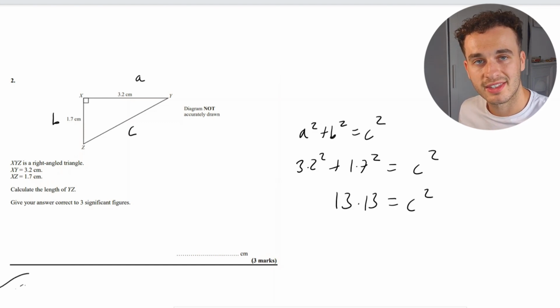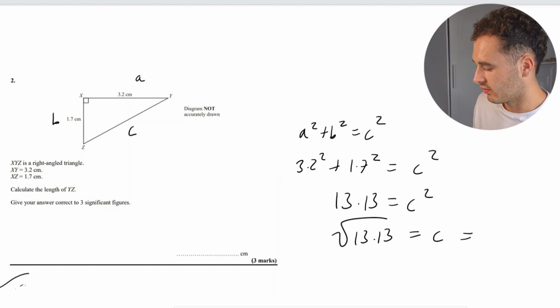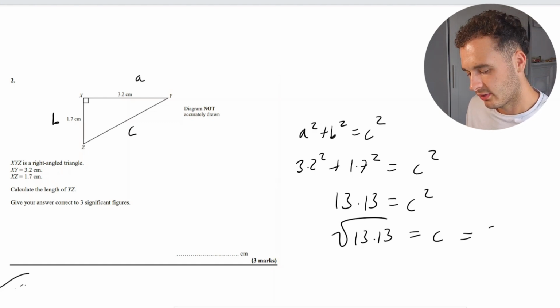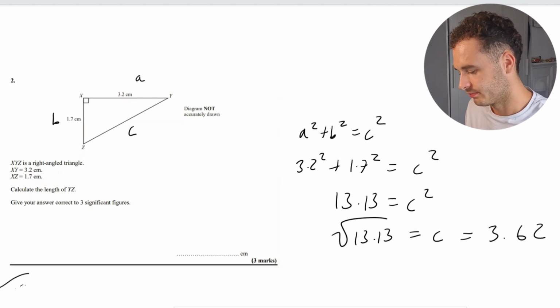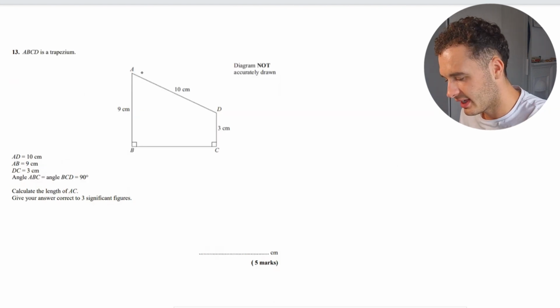So how do we find C? Yes, we square root both sides. So the square root of 13.13 equals C. Was it to 3 significant figures? 13.13, so root is 3.62. So that's our final answer for this one, okay? So we need to figure out the length AC. So I'm just going to draw a dotted line as best as possible.